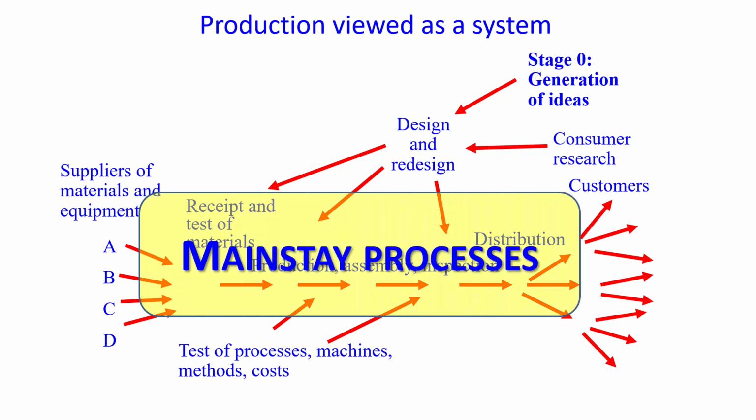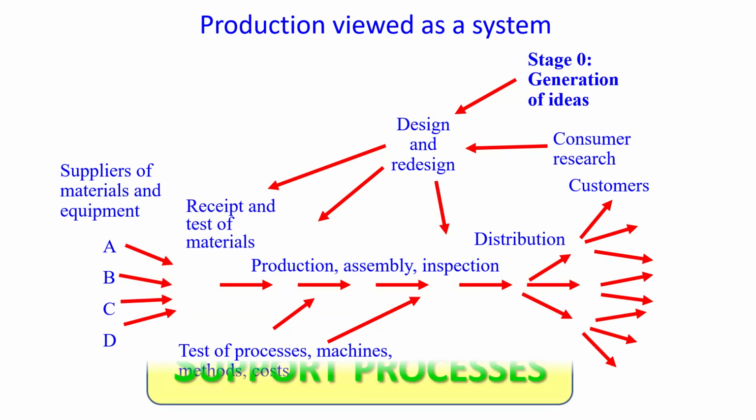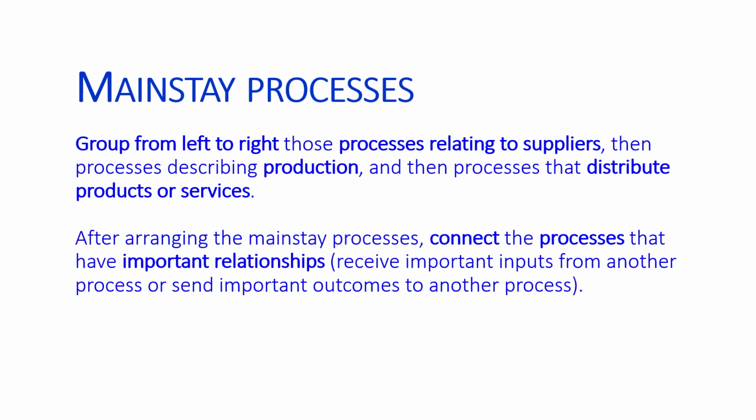Using this model as our framework, we lay out our mainstay, guiding, and support processes. In step 7, we place our process post-it notes in the sequence and relationships that best matches the normal flows of work in the organization. Mainstay processes typically flow from left to right on the diagram, beginning with processes that connect to the suppliers, then processes describing the main work of the organization, and then processes that distribute the organization's products or services.